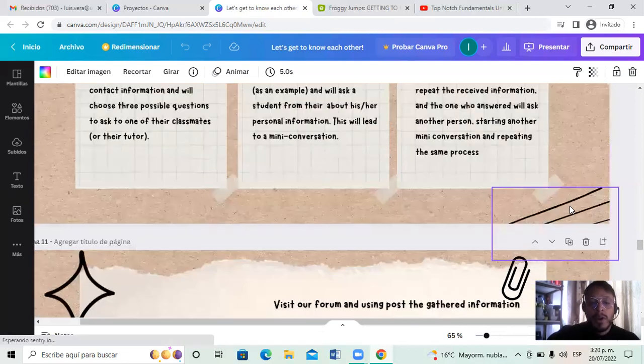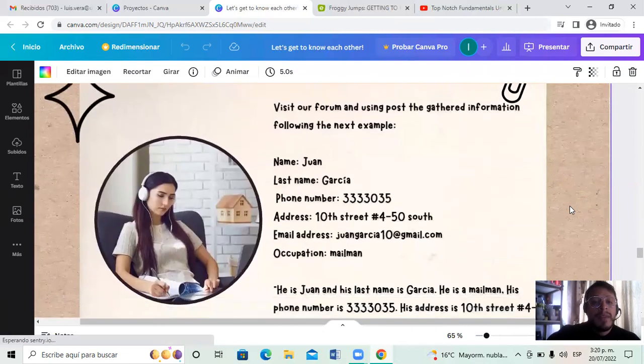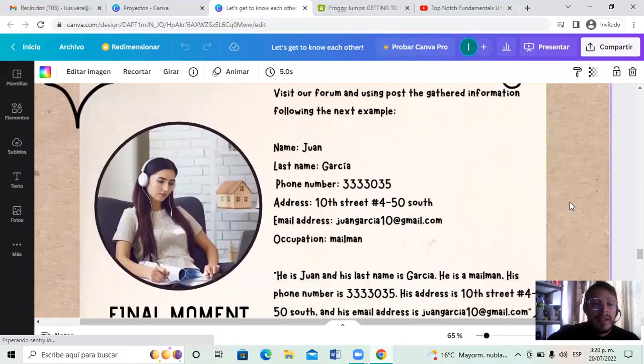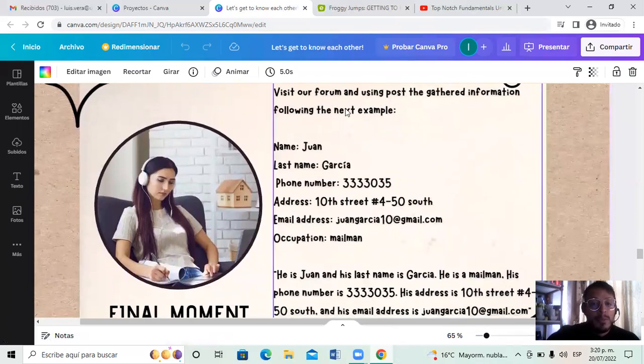Finalmente, para nuestro cuarto momento, quiero que sigamos la siguiente dinámica. You're going to visit our forum, visitamos el foro, ¿ok? And you are going to post the gathered information there, ¿ok? La información que hayan reunido la van a compartir en el foro, ¿ok?